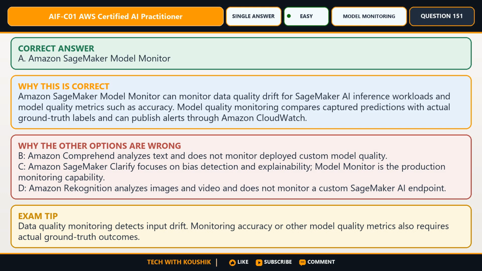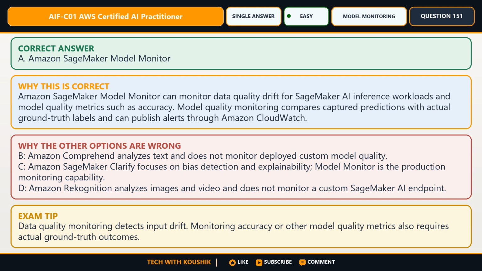Here is the reasoning that confirms the answer. Amazon SageMaker Model Monitor can monitor data quality drift for SageMaker AI inference workloads and model quality metrics such as accuracy. Model quality monitoring compares captured predictions with actual ground truth labels and can publish alerts through Amazon CloudWatch.